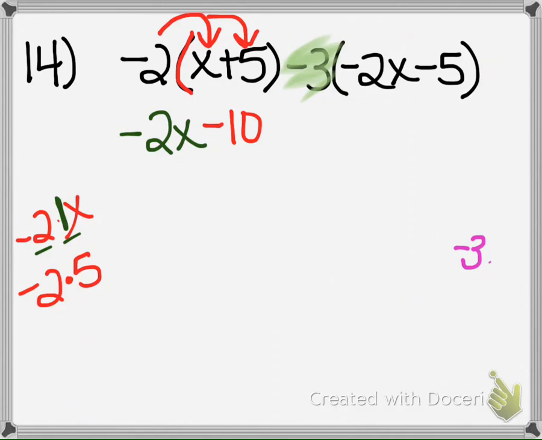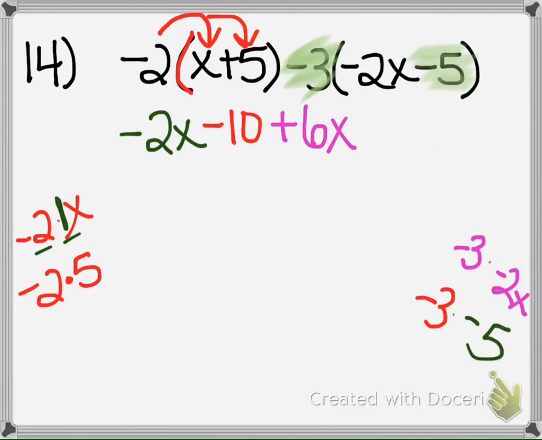times negative 2x, which is a positive 6x. And then we need to take the negative 3 and multiply it to, this is a negative 5 there, which is positive 15. Now we add and subtract so we can combine the like terms.